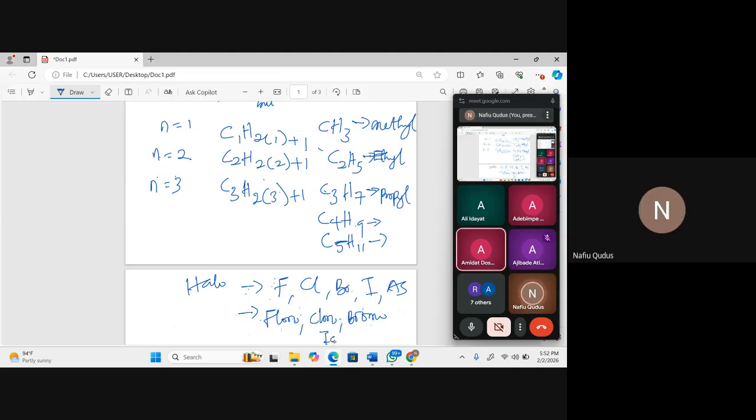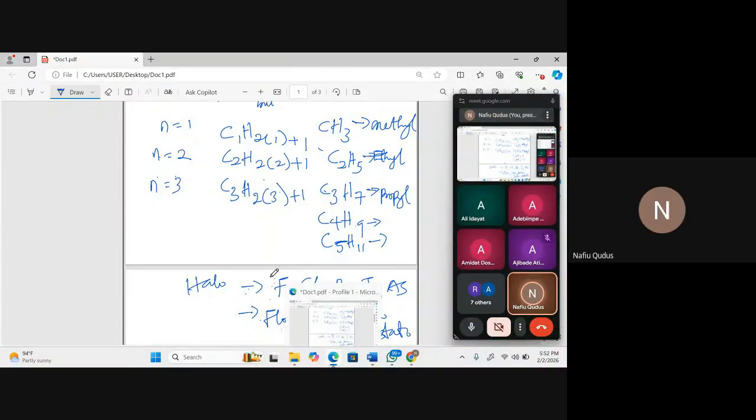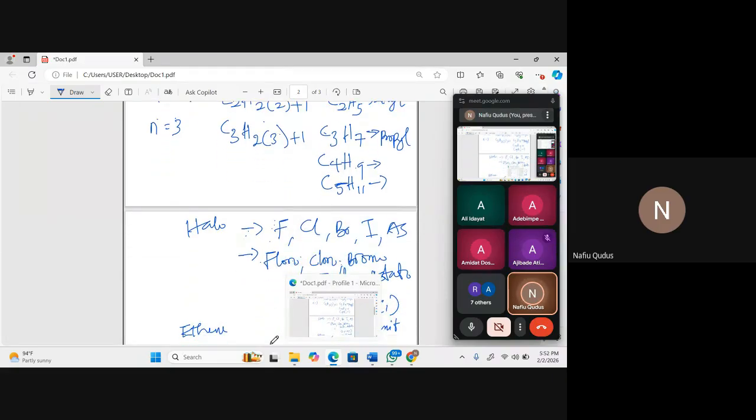Iodo. We call it iodo. And astatine is called astato. So these are the halo groups that we found in organic chemistry. You will soon know it when we reach the so-called IUPAC nomenclature. Are we together? Yes, sir.